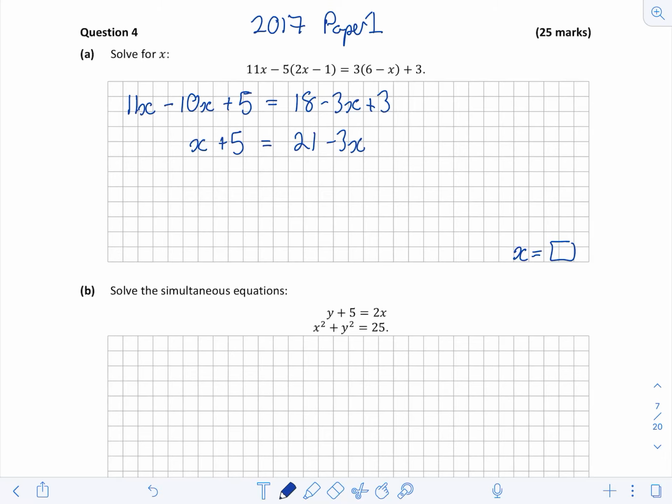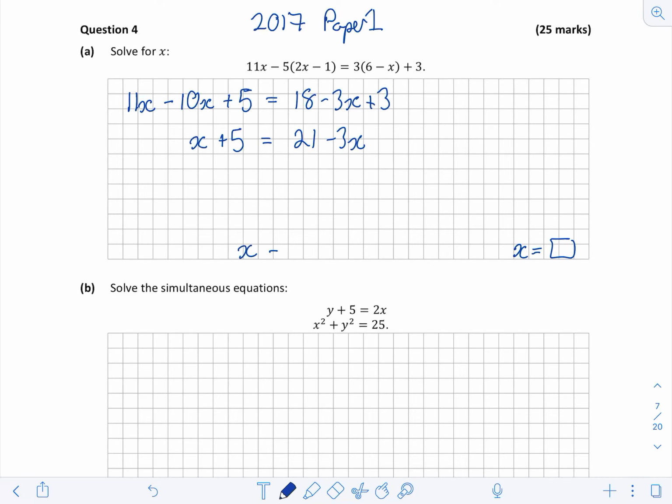Now, if I need to get x by itself down here, the difference between down here and up here is we have numbers on the wrong side, and we have a number in front of an x. We're going to have to do our usual algebra to get rid of those things. The first thing I'm going to get rid of is adding 5 on this side. So x is equal to 21 minus 3x minus 5. So x is now equal to 16 minus 3x.